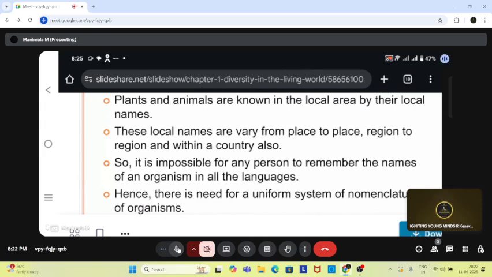To avoid that confusion, the ICBN, the International Code for Botanical Nomenclature, has given a standardized name, and that is called nomenclature. Here, how they are giving the naming of the plant, we are going to discuss next.